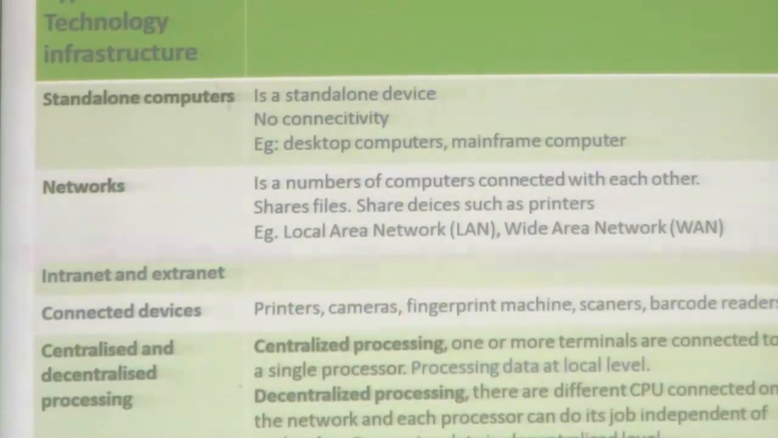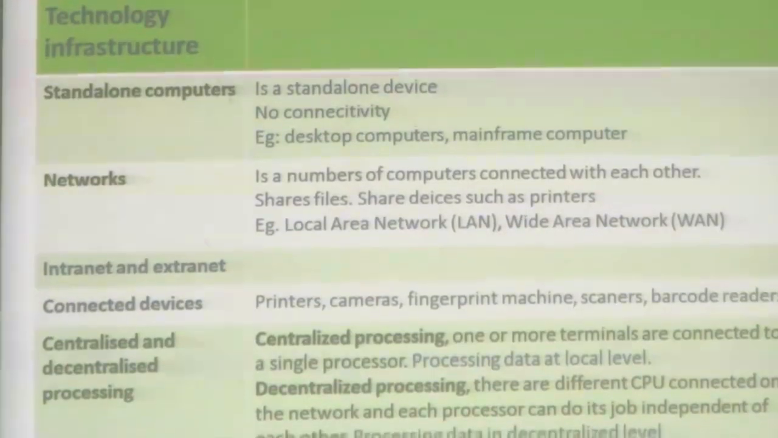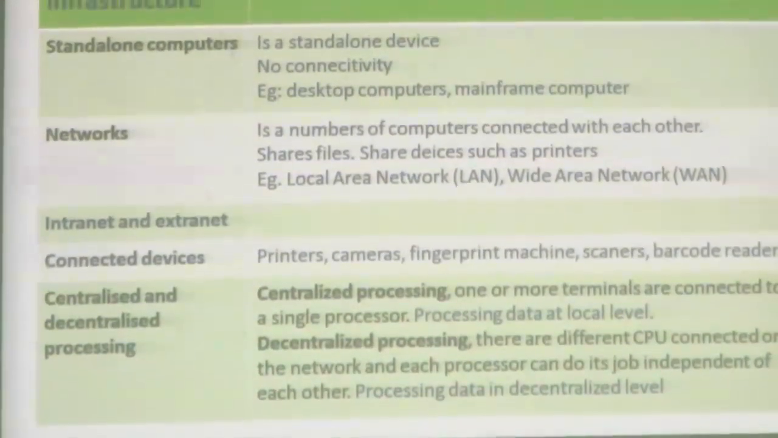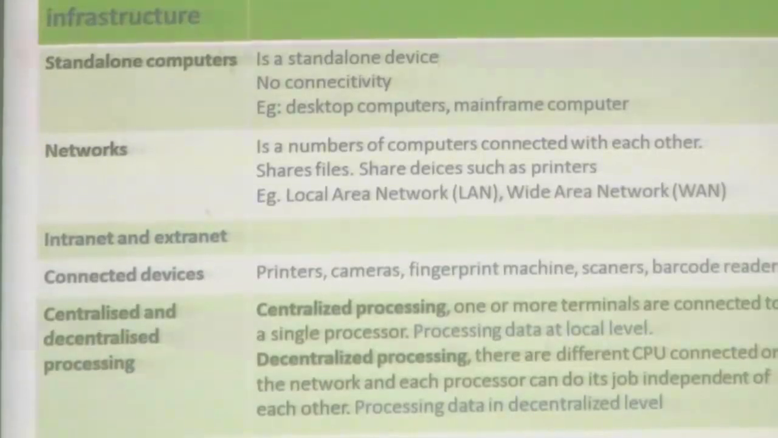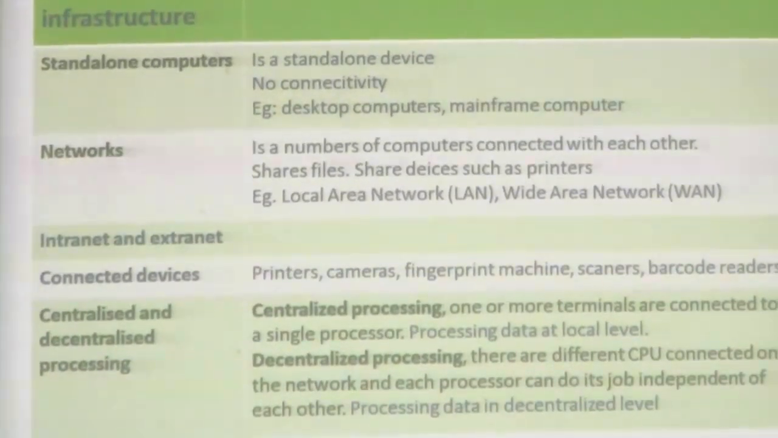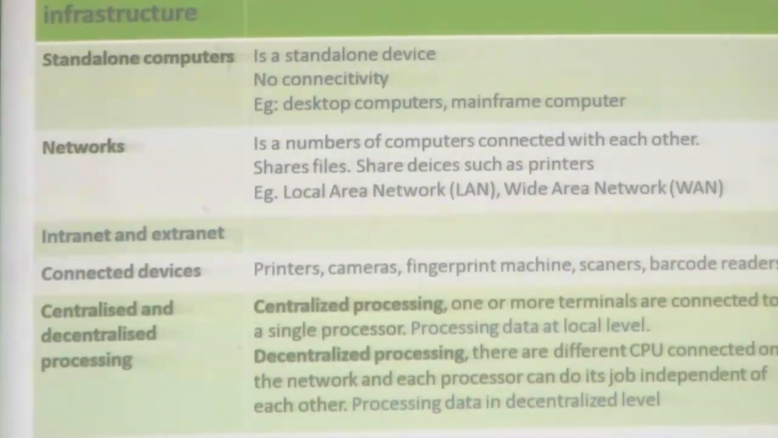Centralized and decentralized processing. So what is centralized and what is decentralized? Centralized processing: one or more terminals are connected to a single processor, processing data at the local level. What is decentralized? There are different CPUs connected to the network, and each processor can do its job independent of each other. Processing data is at a decentralized level.